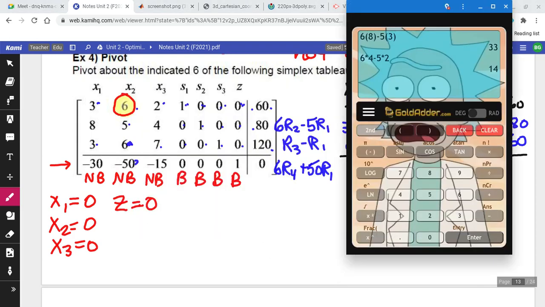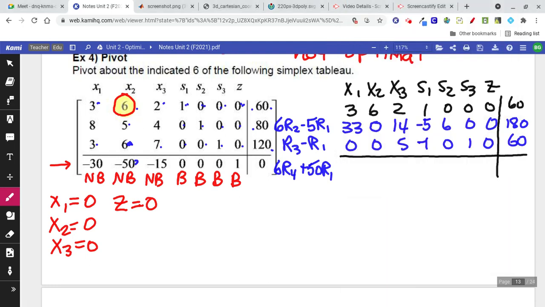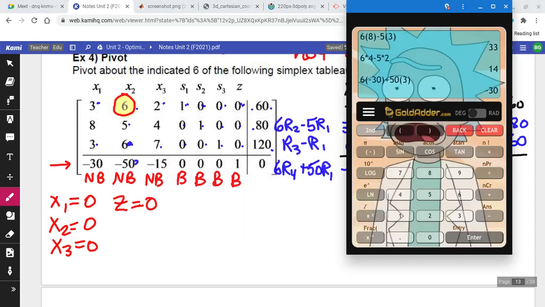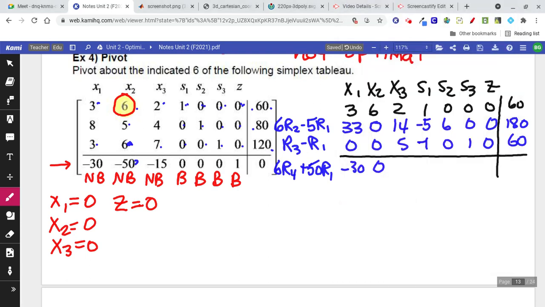So again, if you need to pull out a calculator, do it. You've got 6 of the negative 30s plus 50 of the 3s gives me negative 30. And the next one, 6 of these plus 50 of these is going to be 0. And the next one, 6 times negative 15 plus 50 times 2 is 10.